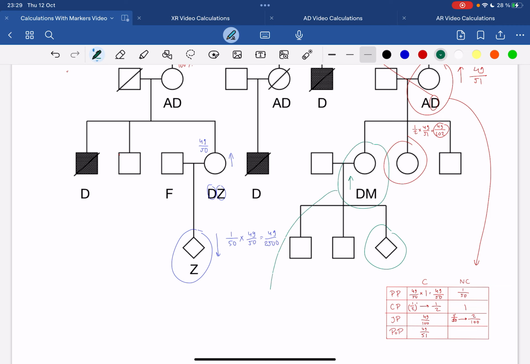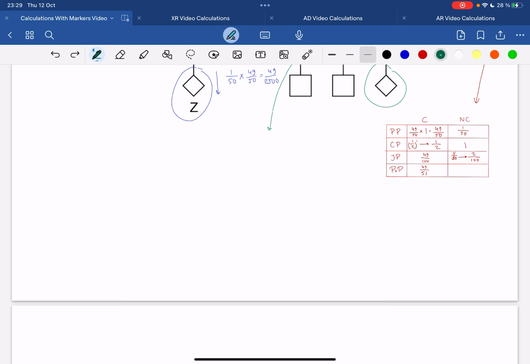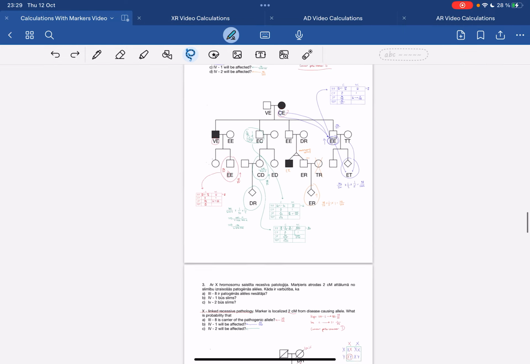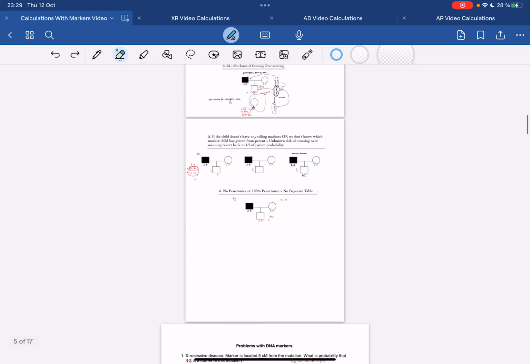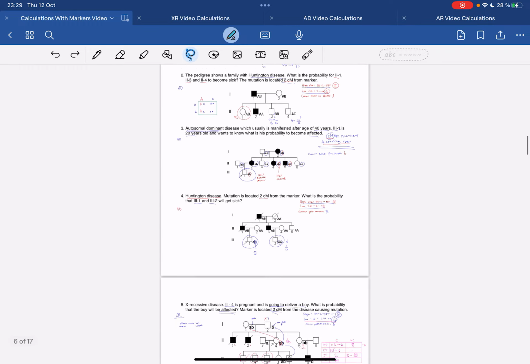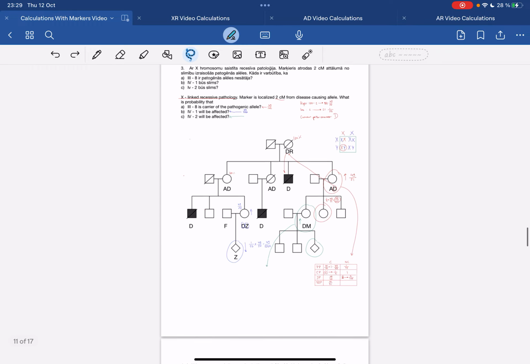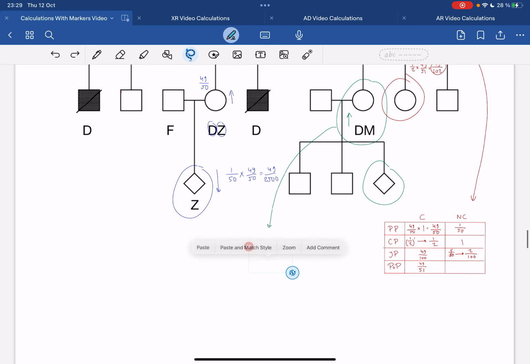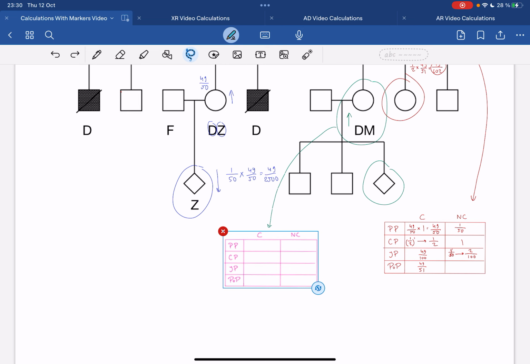However, we have to do a Bayesian table. Why? Because she has 2 healthy sons. Sorry, I just need the Bayesian table template I have here. Here we go. Paste it right there. Superb.